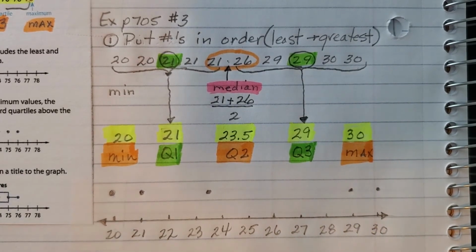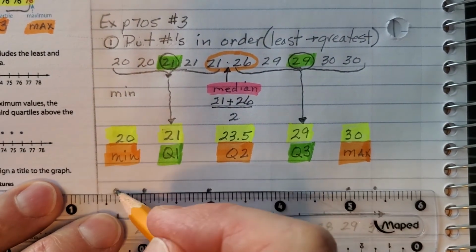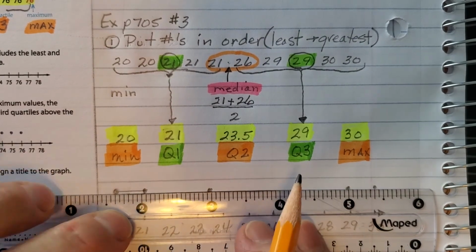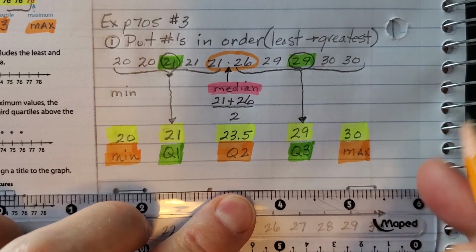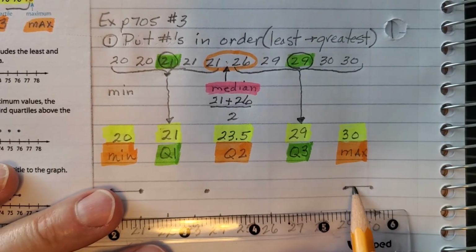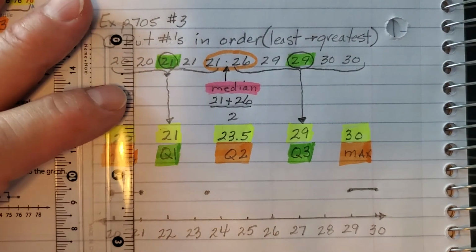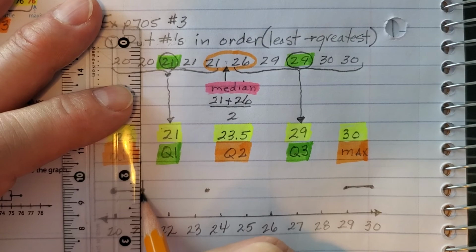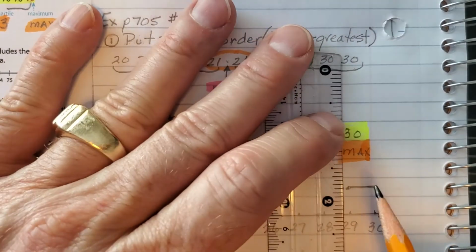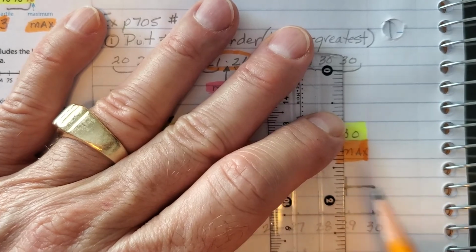From there, I make my whiskers. Now my whiskers, and I like to use a ruler, my whiskers is from the minimum to Q1 and from the maximum to Q3. There's my whiskers. Okay. Now I want to make a box. So my box is going to start at Q1, and I'm going to make the box from here to here, and Q3 from here to here. Okay, make the box like that.